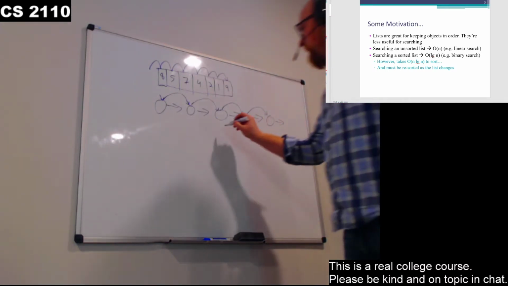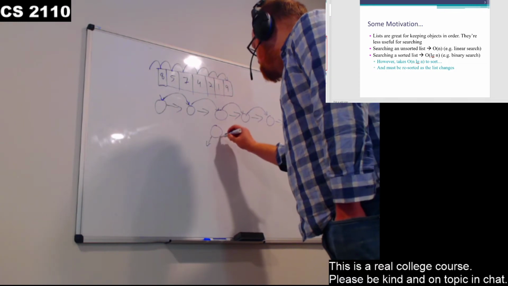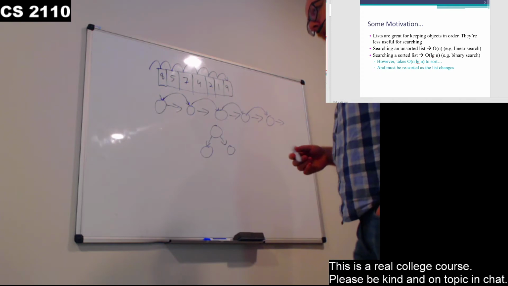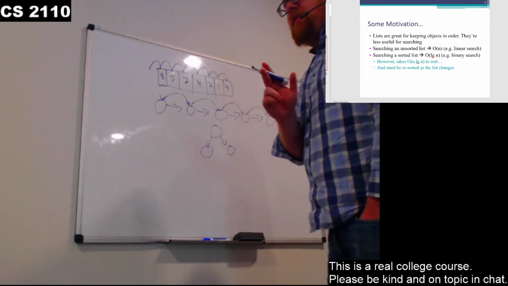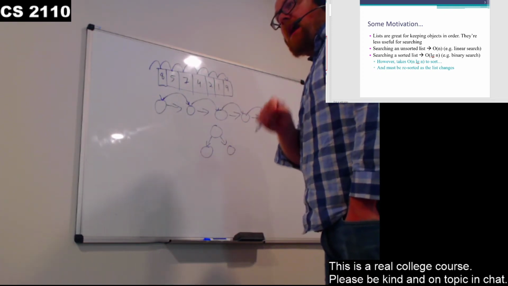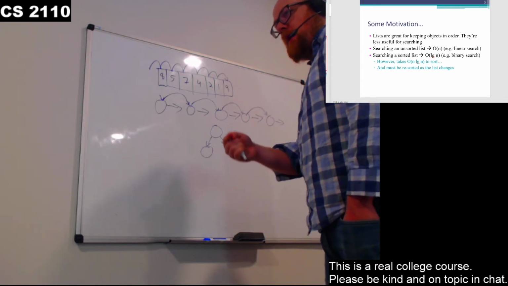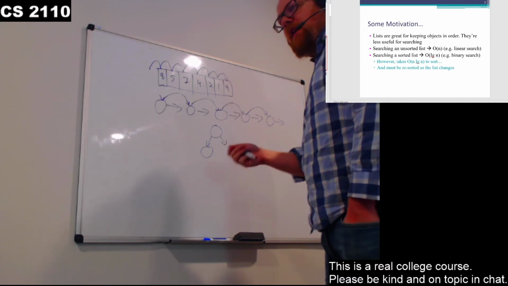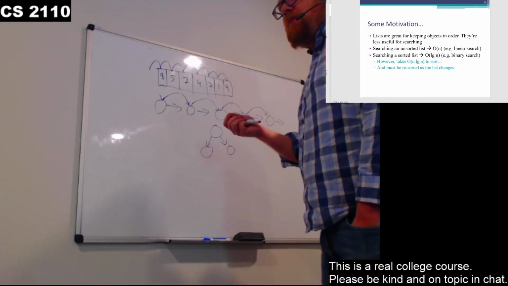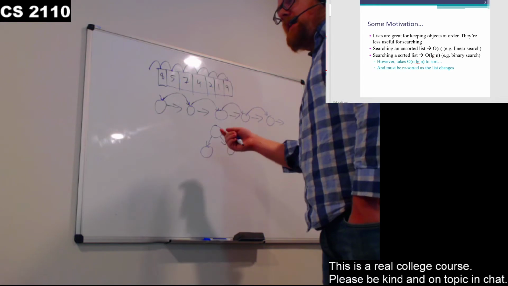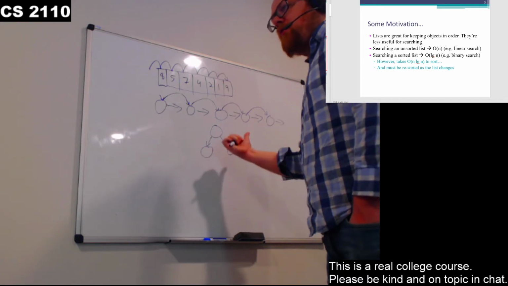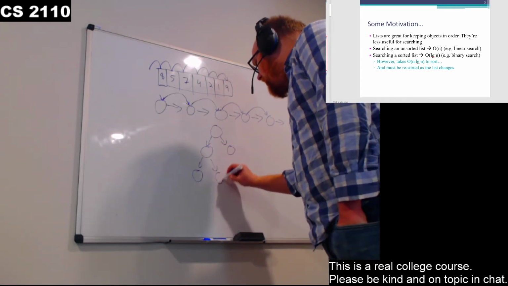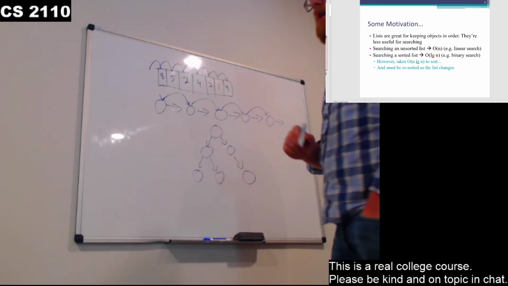But now the question is, if we have a tree, and let's say in this case a binary tree, notice I'm saying a binary tree, not a binary search tree. Remember the distinction between a binary tree and a binary search tree. A binary search tree is a tree that adheres to the binary search principle. That is, left is less than, right is greater than. My question is, how would I visit every node of this tree?